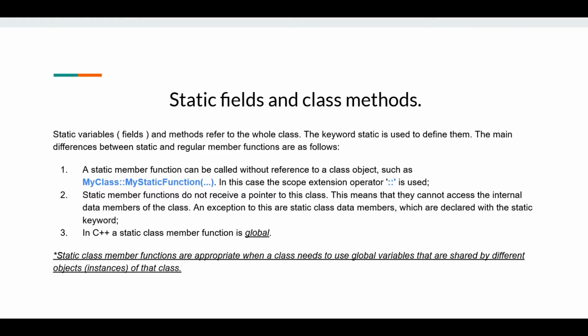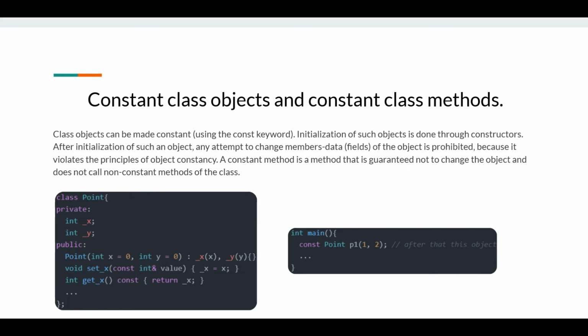Static class member functions are appropriate when a class needs to use global variables that are shared between different objects of that class. Class objects can be made constant using the const keyword.